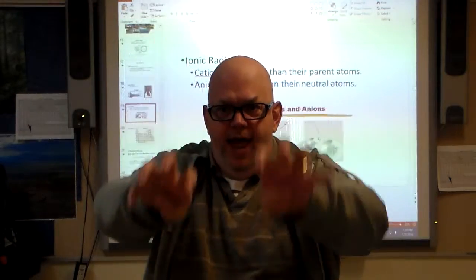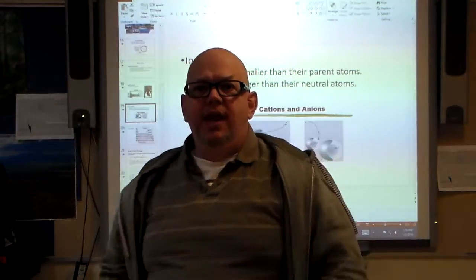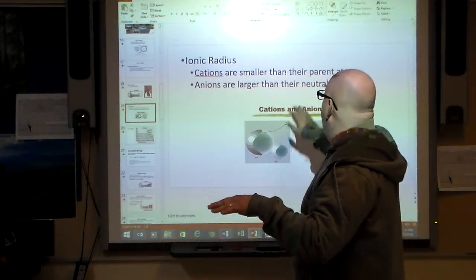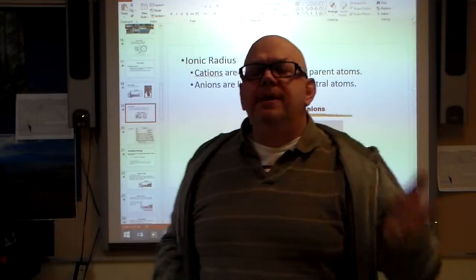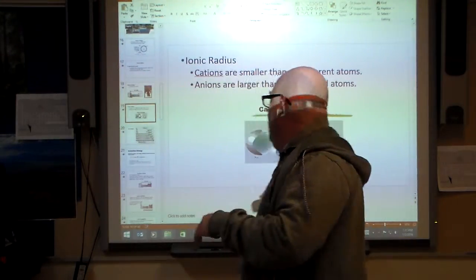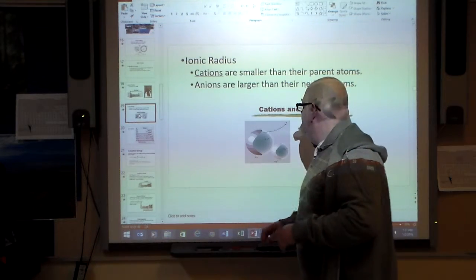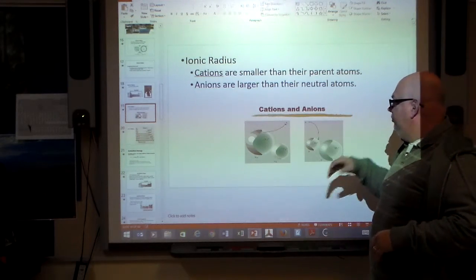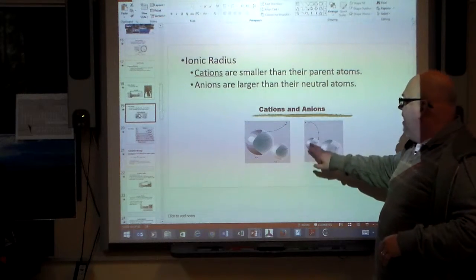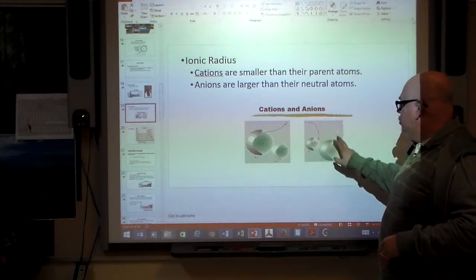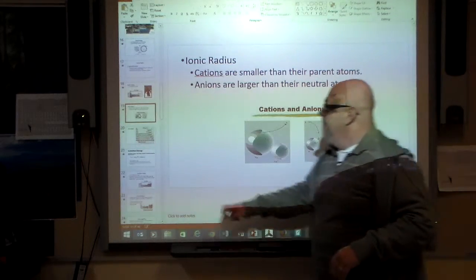Remember? The cation. The cat, scratch, scratch. Notice the positive sign I'm making with the cation. Like that. The anion gets bigger in size. Why? Because it's picking up electrons. That's why. Okay? So I got a couple of examples here of sodium losing the electron. Notice how it shrinks. Here's fluorine picking up an electron. Look how much bigger it gets.